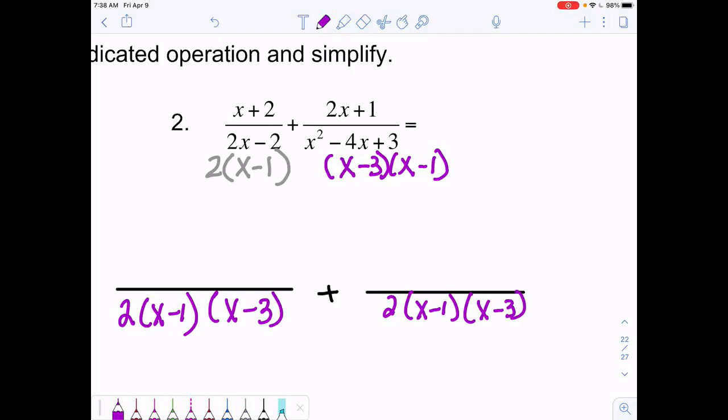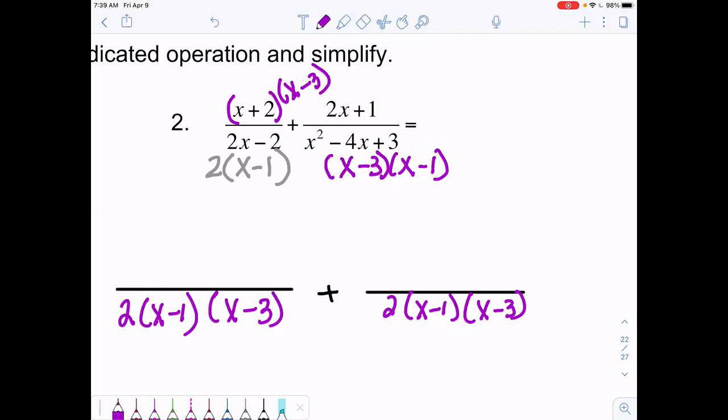So now we need to move to the numerator. The numerator says x plus 2. The denominator is 2 over x minus 1. That's our current fraction. But to combine these, we needed the least common denominator to also have the x minus 3. So the numerator is a quantity. We need to multiply that by x minus 3 because that's the part that's in the least common denominator that isn't in our current denominator.